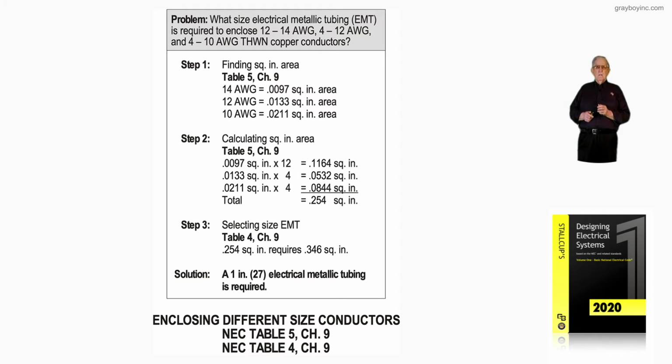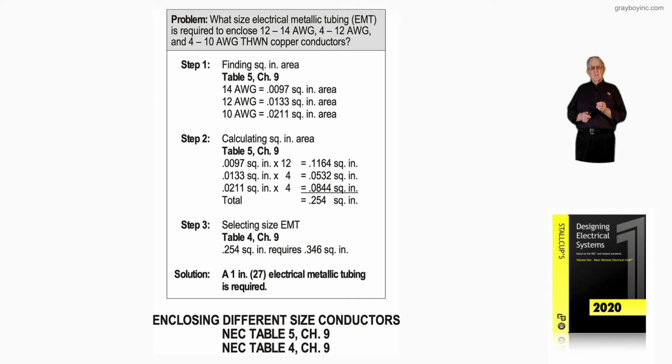Now we would go to our Table 4, and based upon over 2 conductors, 40% fill, we select the EMT to house them. We would come up then with 0.254 square inches would require 0.346, which would be a 1-inch EMT that would be required, and that is the solution and the answer.